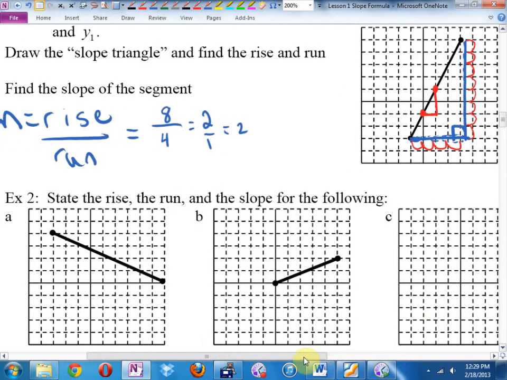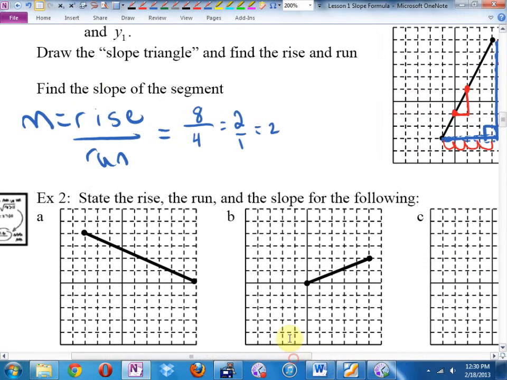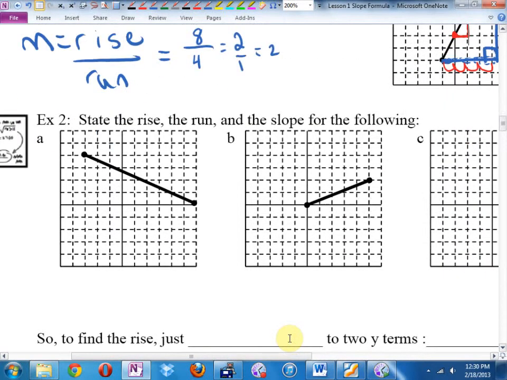So try doing the rise and the run for A and for B. I'll do it up here. Let's see if we get the same thing. Maybe not, Mr. Dueck. I could be wrong. Hang on, let me take that back. Tried to fool me.